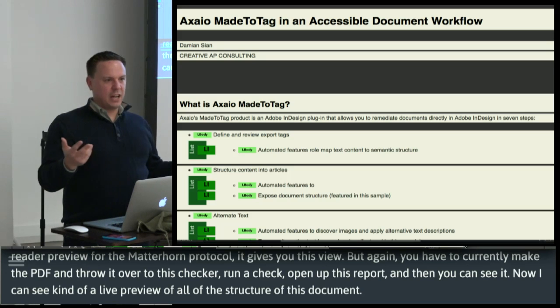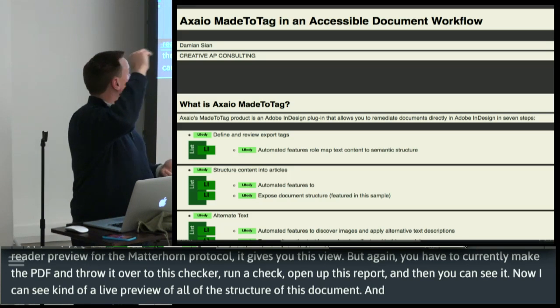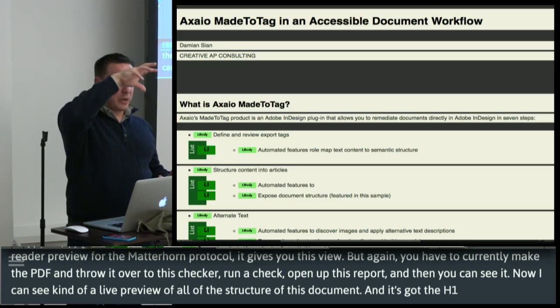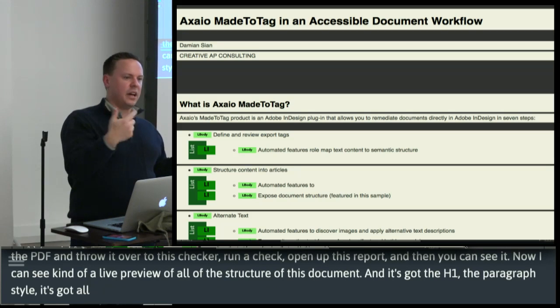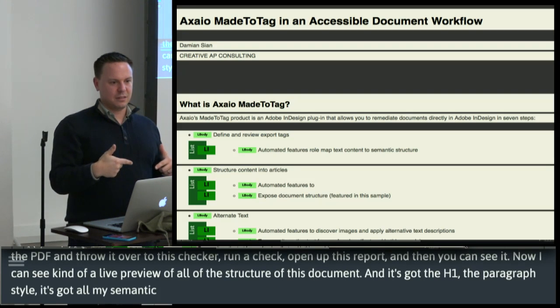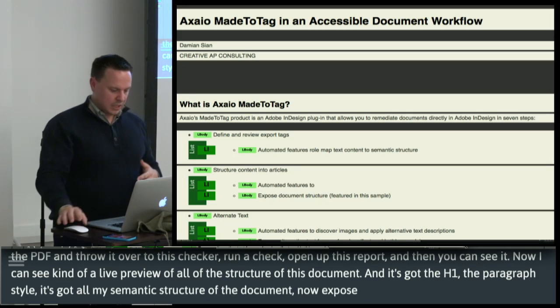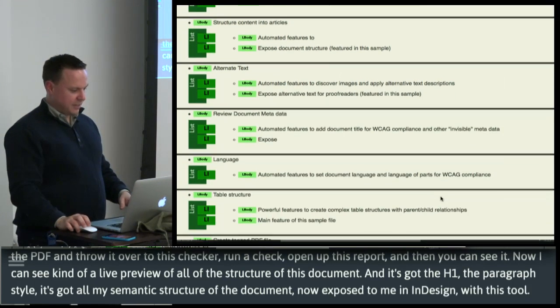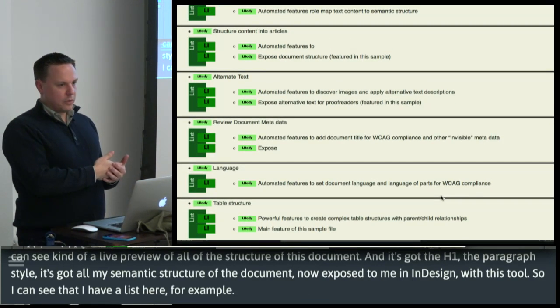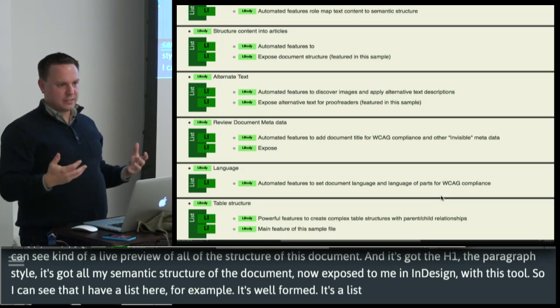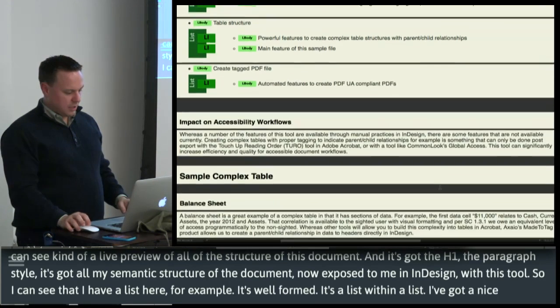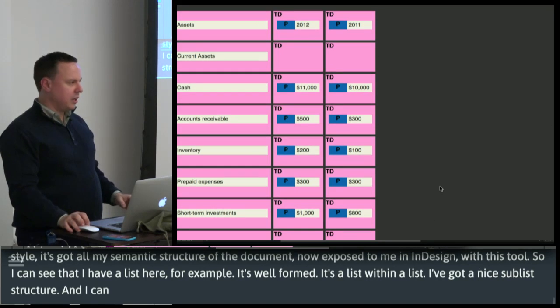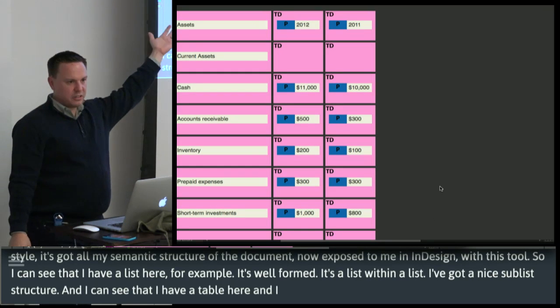And it kind of looks like a DOM, right? It's got the H1, the paragraph style. It's got all my semantic structure of the document is now exposed to me in InDesign with this tool. So I can see that I have a list here, for example. It's well formed. It's a list within a list. So I've got a nice sublist structure. And I can see that I have a table here, and I can see that I have a violation.